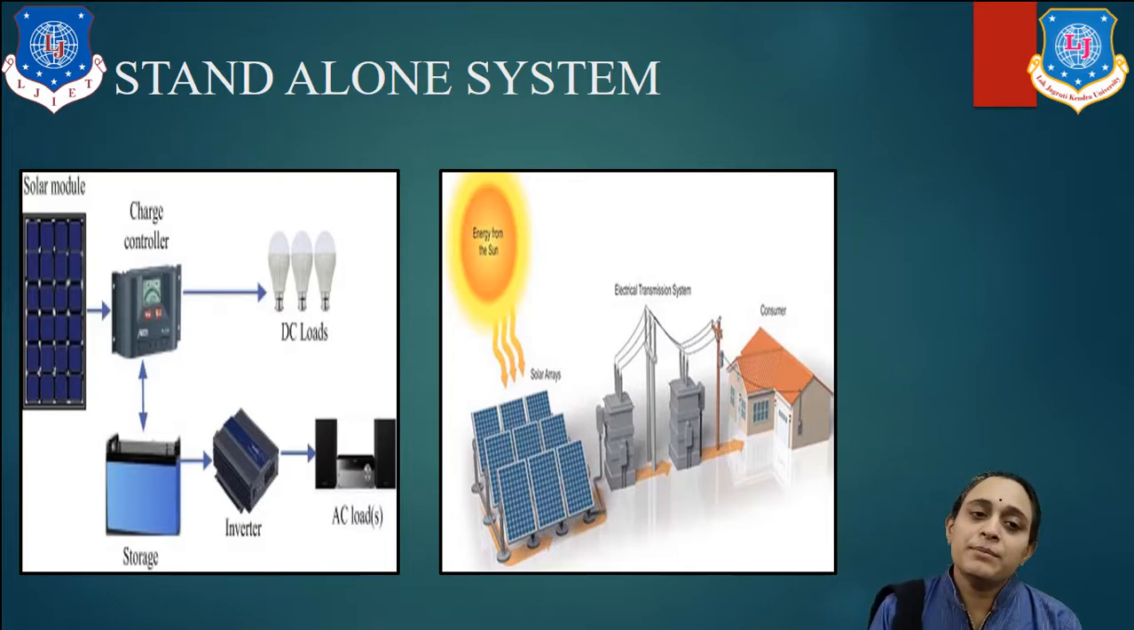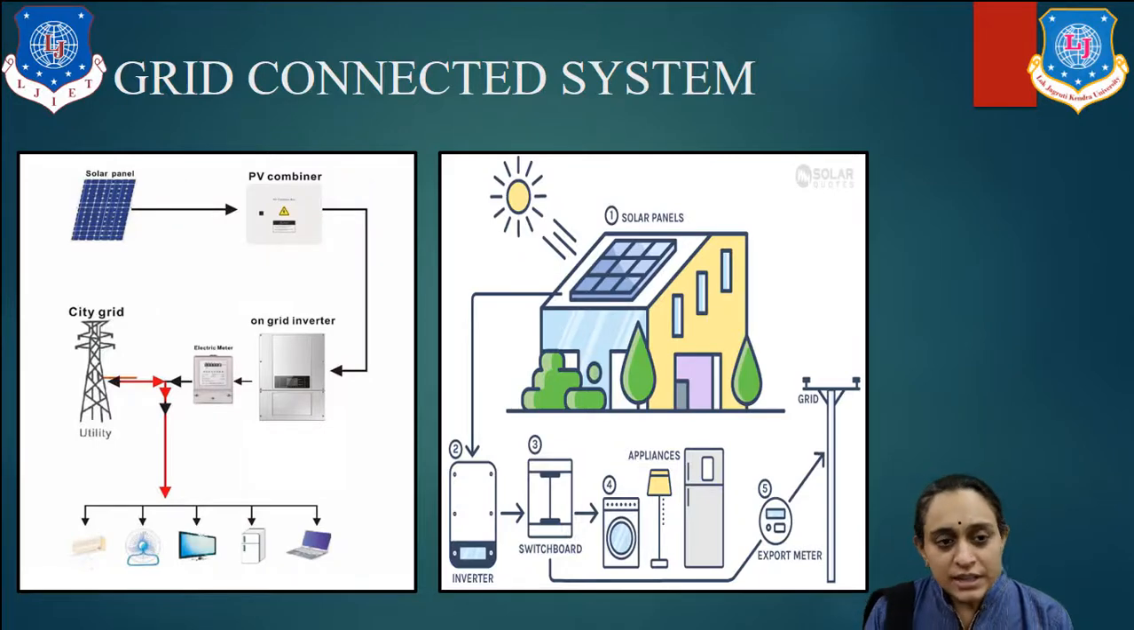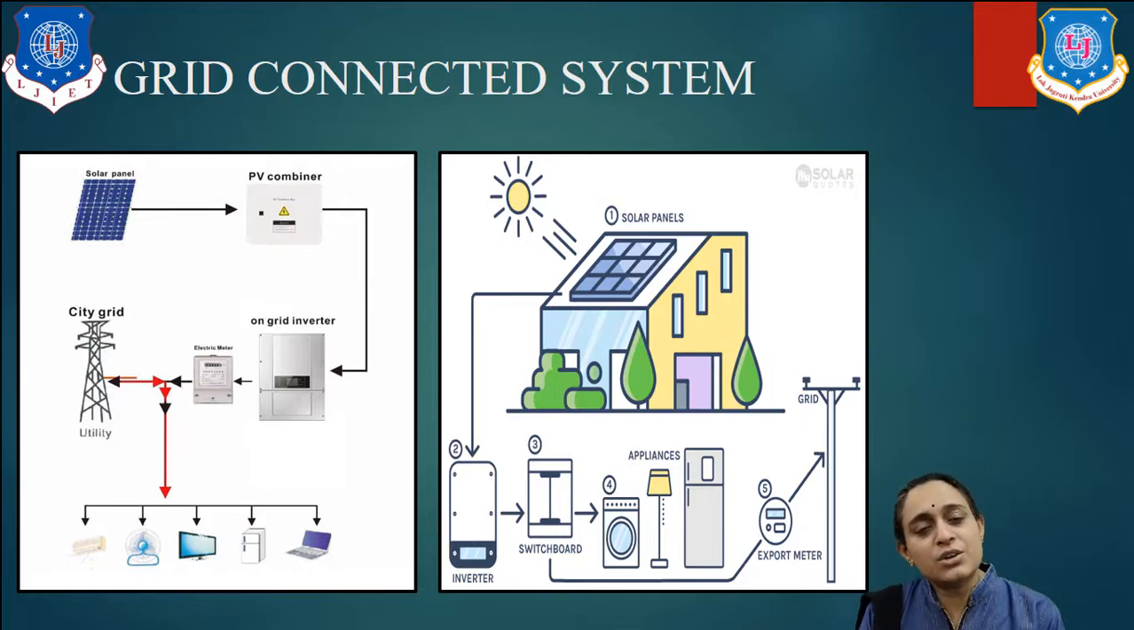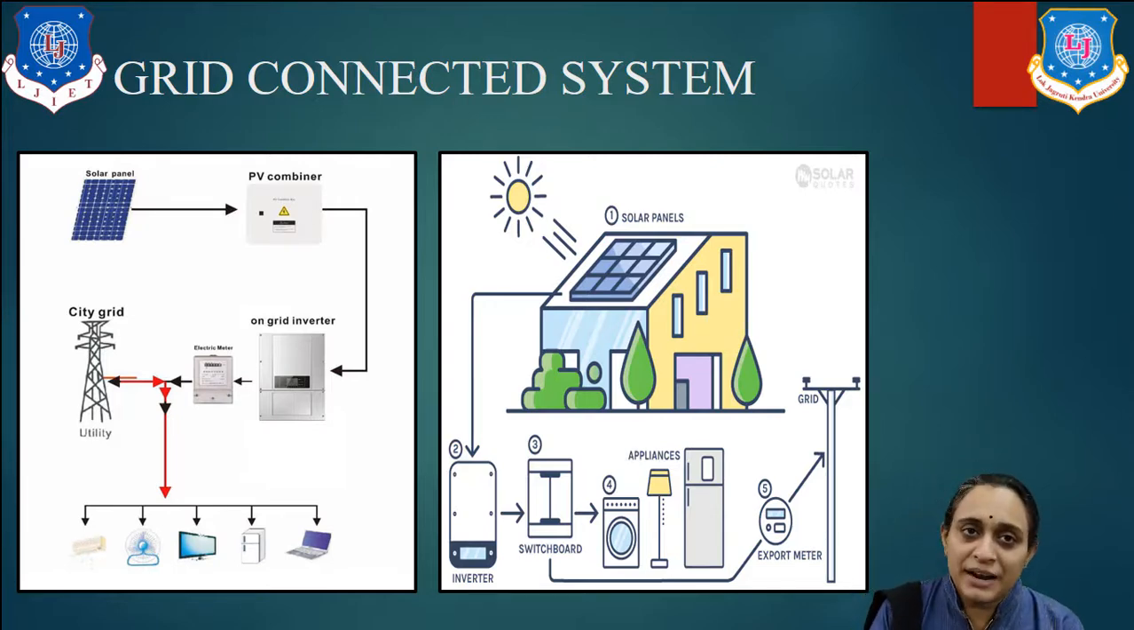Now, let us study the grid connected system. A grid connected PV system means it is connected to the commercial grid. This system is generally used for household purposes. It is a small or medium size system, generating nearly 3 kilowatt for private residences.